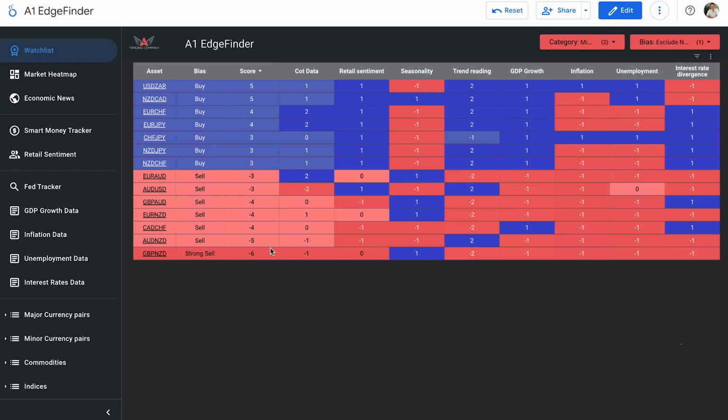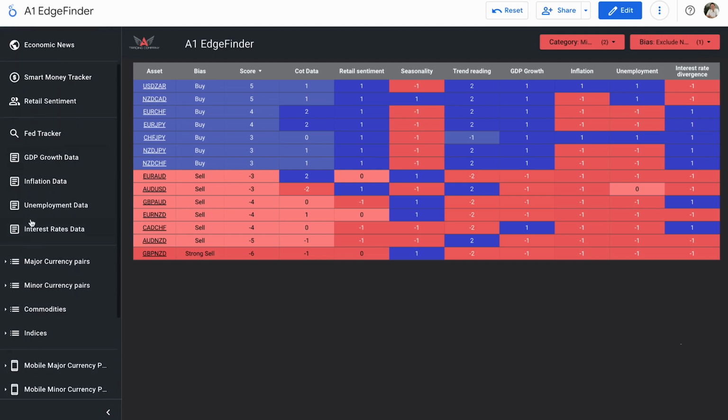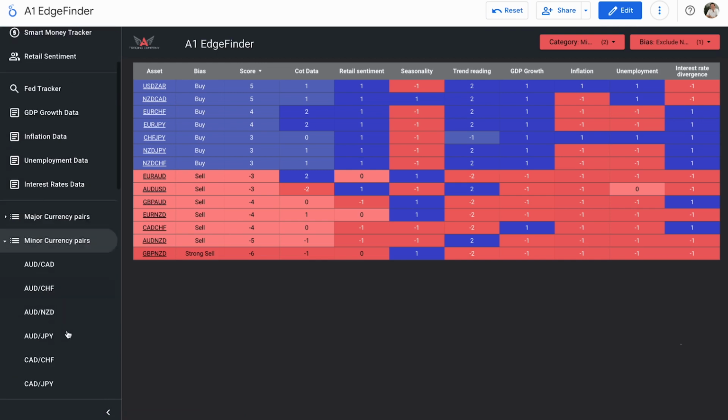Only one strong bias though, that's GBP NZD, strong sell bias of -6. No strong buy biases, so we have to figure out which pair we're going to take a look at. I know tomorrow on Tuesday we will get new monthly GDP numbers for Canada, as well as a new New Zealand unemployment rate. So perhaps we'll take a look at NZD CAD going into those news events tomorrow.